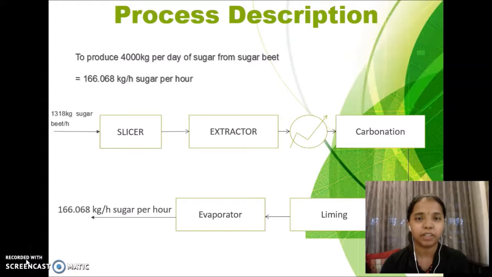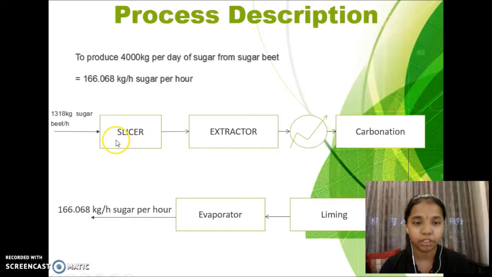I'm going to explain the process description of my project. But first, our aim is to produce 4,000 kilograms of sugar per day from sugar beet, which converts to 166.068 kilograms of sugar per hour. The initial raw material needed is 1,318 kilograms of sugar beet per hour, which will flow through this process as shown in the mind map I made.